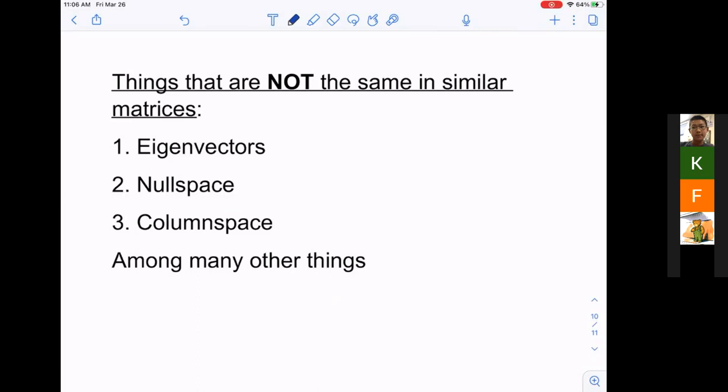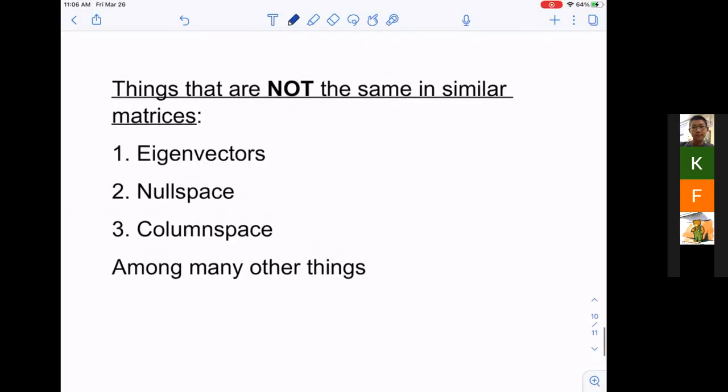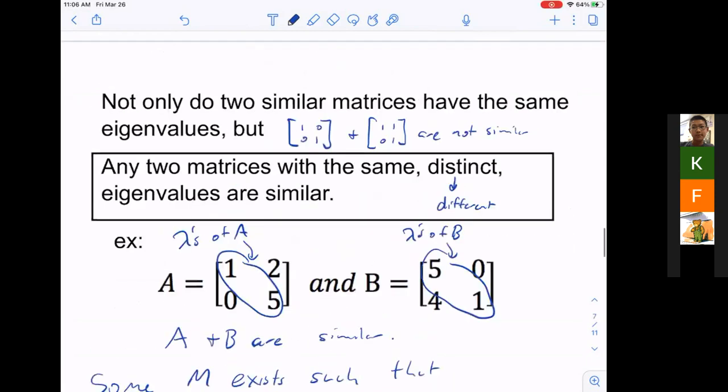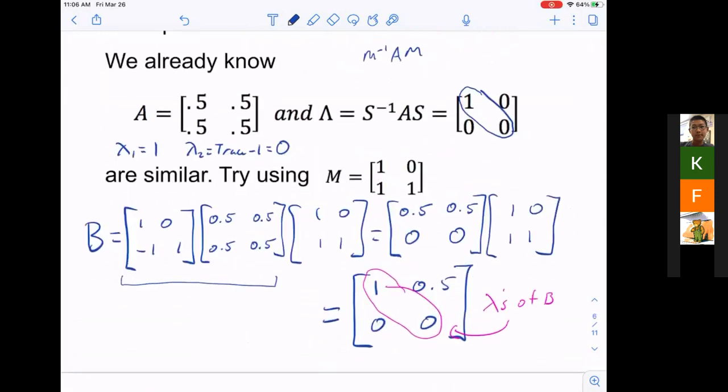So one of our previous examples is a good easy way to kind of show these things are not the same. If we go back up here to this one, we have three similar matrices here, A, lambda, and B. And for example, the column space of B is the x-axis, right? If we look at this, a basis for the column space would be (1, 0). You're not getting any y values from B. The whole second row is zeros. So the basis for the column space would be (1, 0), the x-axis.